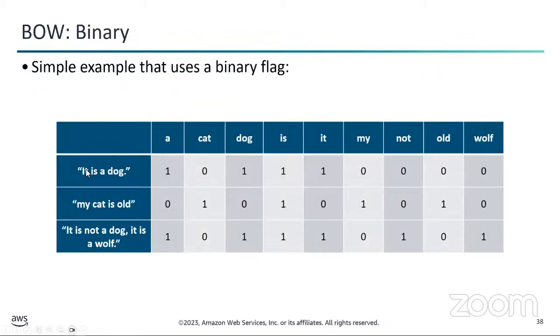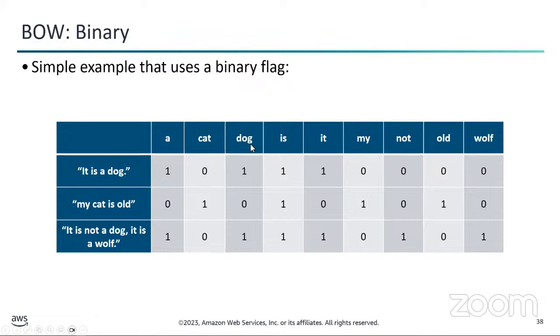Okay, so binary means, for example, you have this document. Every sentence actually is considered a document. So over here, this is a sentence: "It is a dog." In all the documents, it found these unique words: a, cat, dog, is, it, my, not, old, and wolf. And then it's showing you a binary flag. Does this document, "it is a dog," have the word a? Yes, a occurs, so that's why it's 1. Does this sentence have the word cat? No, so that's why it's 0. It has dog? Yes, so it's 1, and so on and so forth.